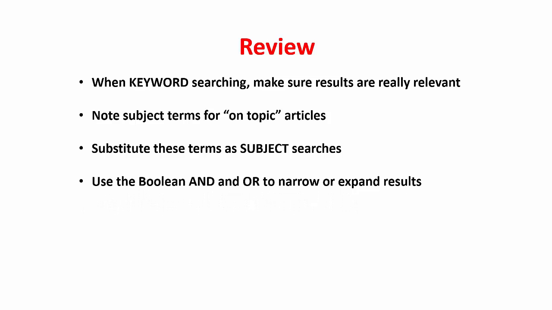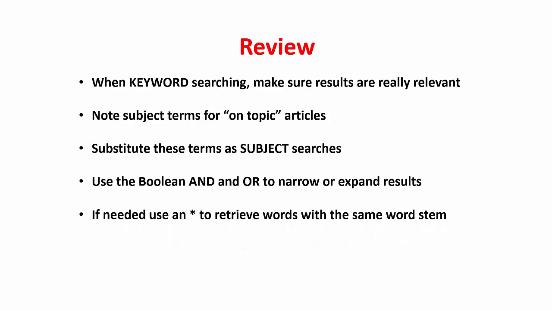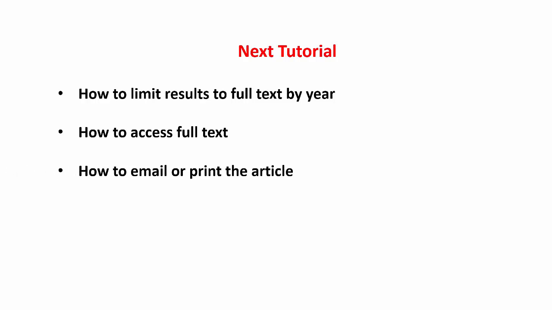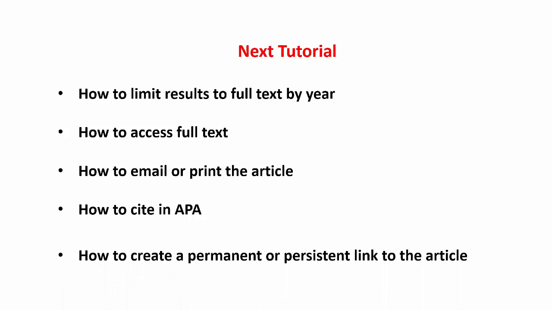Use Boolean connectors to narrow or expand results. If needed, use an asterisk at the end of a word stem to retrieve additional results. The next tutorial will show you how to limit your search results to only full-text articles within a certain time period, and will demonstrate how to access the full text, how to email or print the article, how to create an APA citation, and how to create a persistent or permanent link to the article.